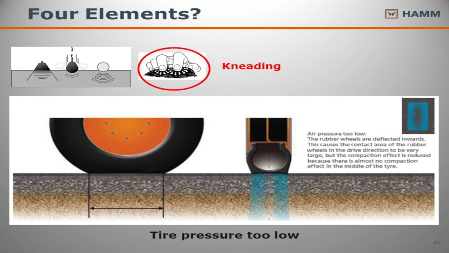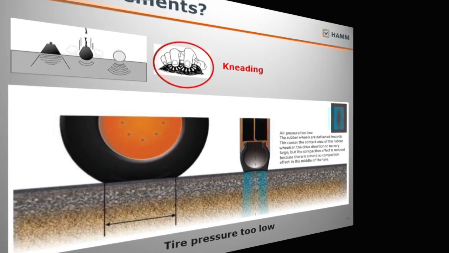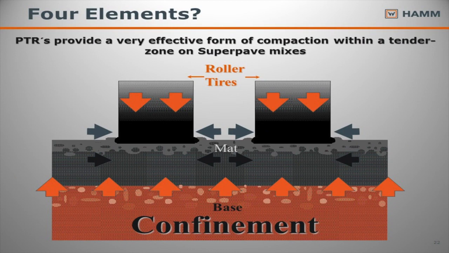So the key is to make sure we have all the tires at the right air pressure, and the right air pressure for the weight of the roller that we're using. And again, it compacts from the base up and in between the tires.